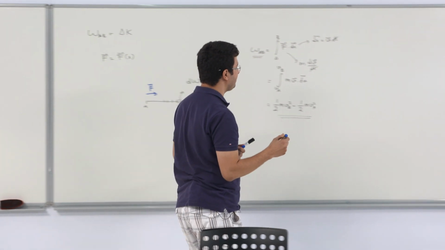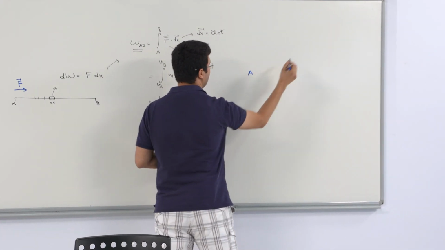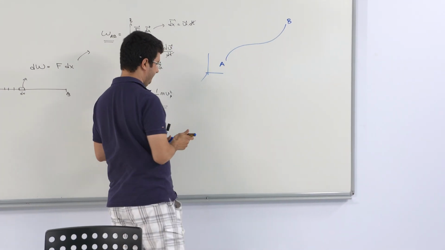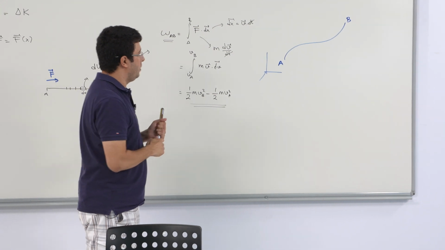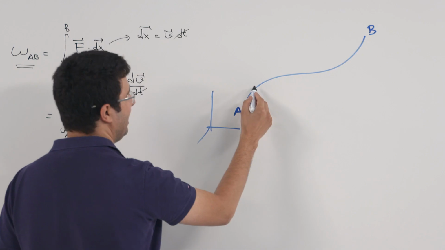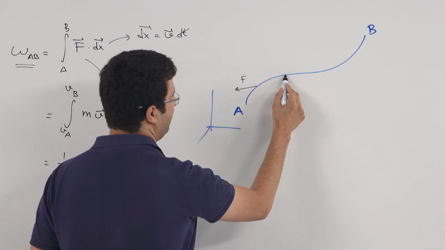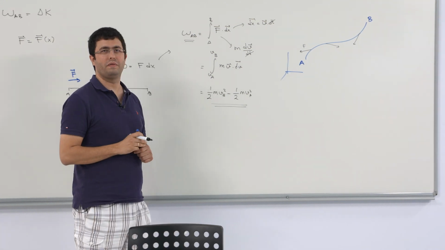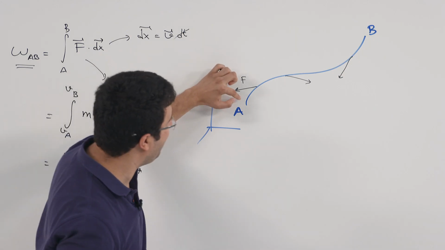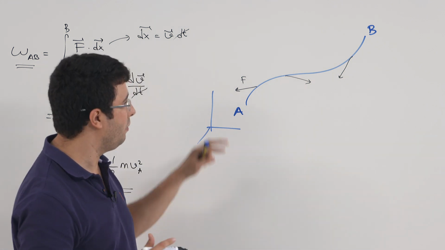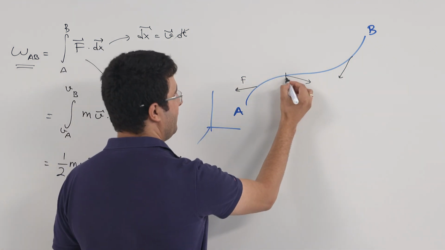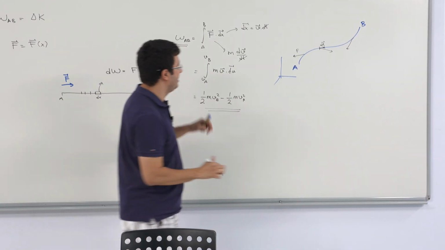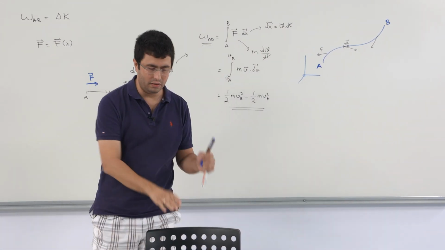So let's say I now have a particle and I move it from A to B, like so, and let's say this is a three-dimensional plane. So I do it by applying a force. Let's say I apply a force like this here, I apply a different force here, I apply a different force here. But obviously not all components of this force do work to take the particle from A to B. Only the one that's parallel to the displacement does work. Let's say this is dl.